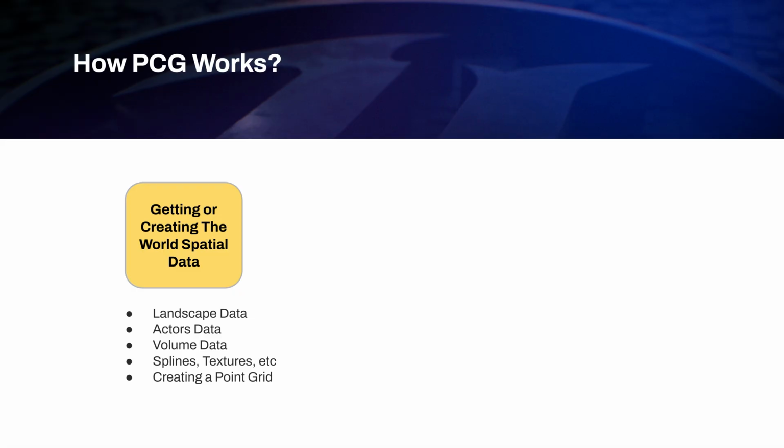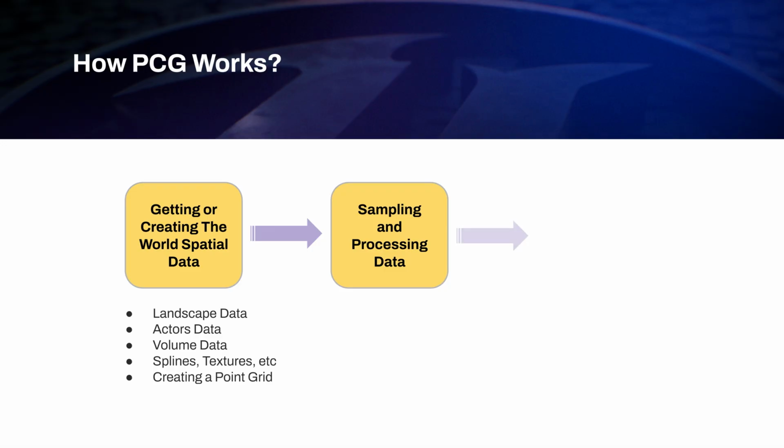So once we got that data, we need to process it and translate it into the form of points. So we are basically going to sample and process that data. And each one of those points that we got in this step is carrying some sort of attributes. So in this step, we are able to modify those attributes and change them in a way that we want. And finally, we can spawn instances. So we are basically turning those points into some sort of actors or static meshes.